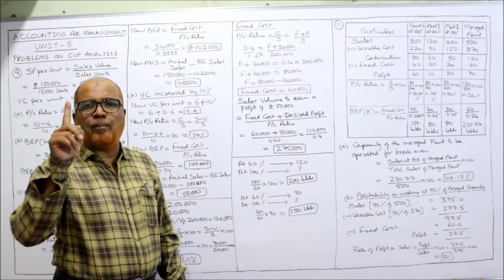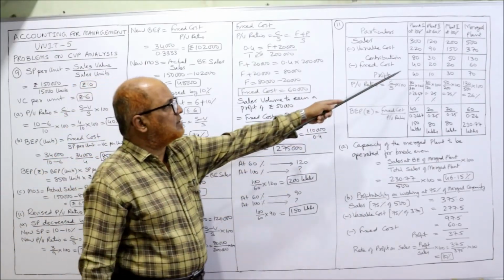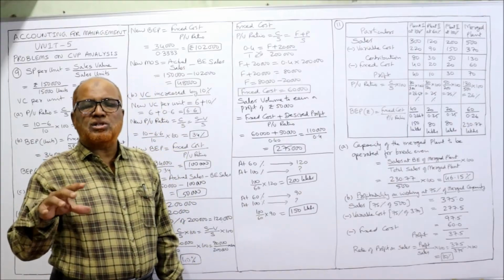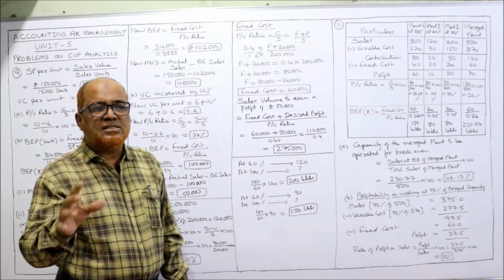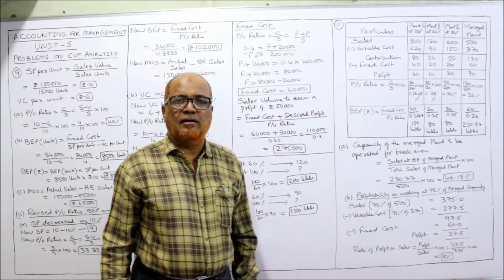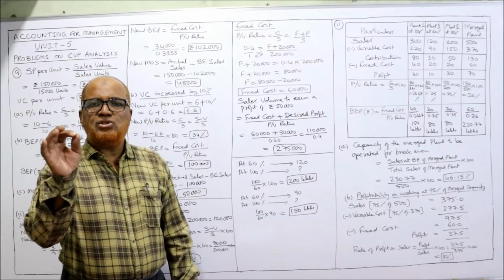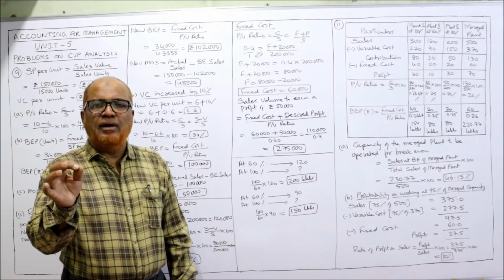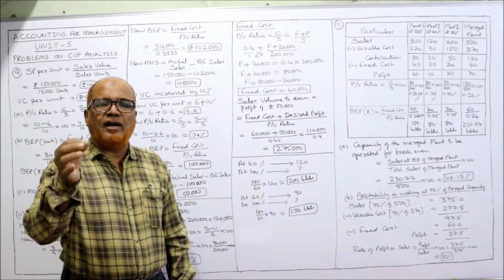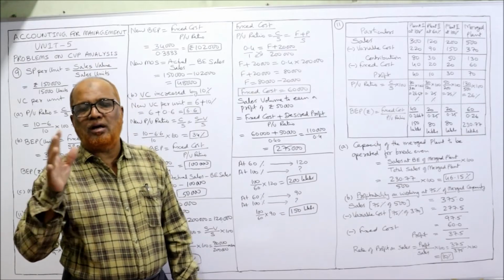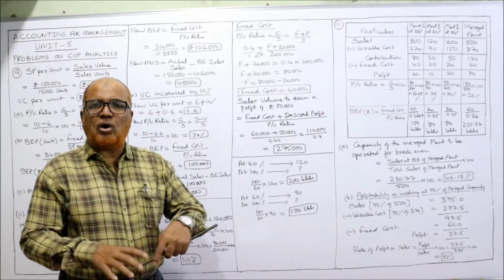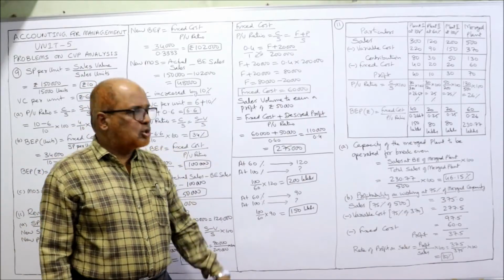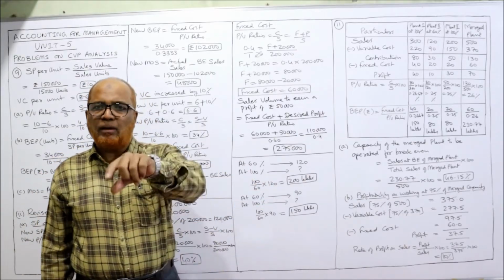The fixed cost for plant 1 at 100% capacity 40 lakh. The fixed cost for plant 2 at 60% capacity is 20 lakh. But remember, the fixed cost will remain same whether the plant is operating at 60% or 100%. The fixed cost will remain constant. You should not change the fixed cost.